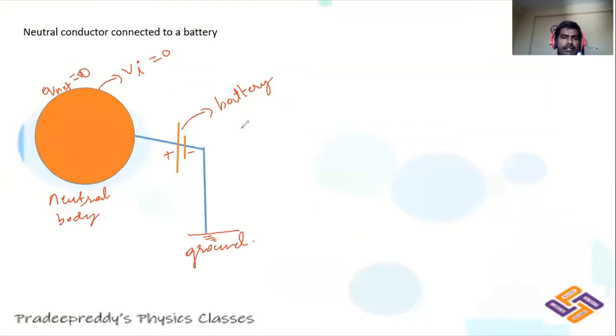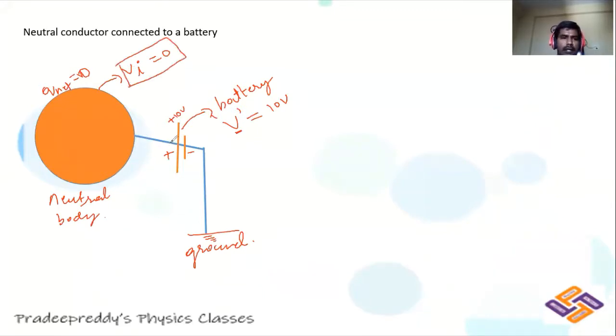Okay. Now what happens is this battery will have some potential. Battery potential is non-zero. I will consider its potential as V, and let me take V is equal to 10 volt. As you are connecting one end to this positive, it is treated as plus 10 volt. Right. Now, when you are connecting a neutral body to the battery, the battery has a potential of 10 volt. The neutral body has potential 0.